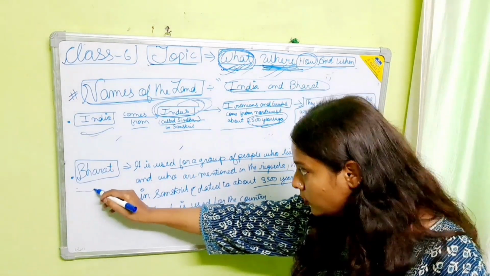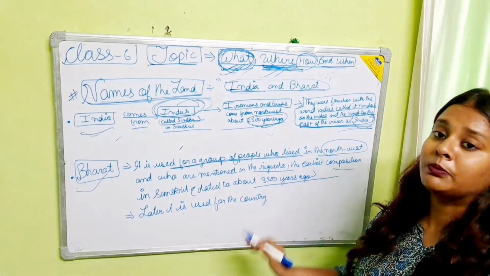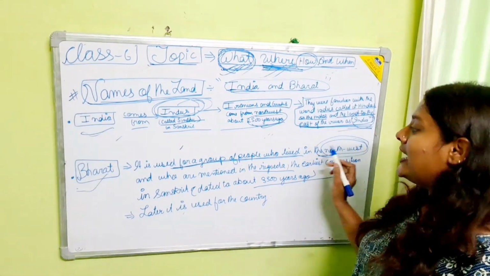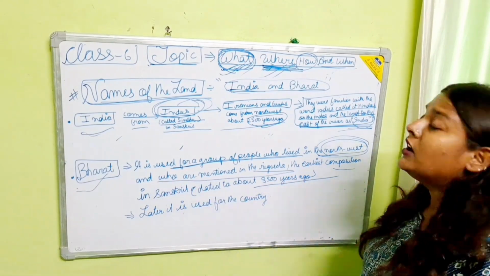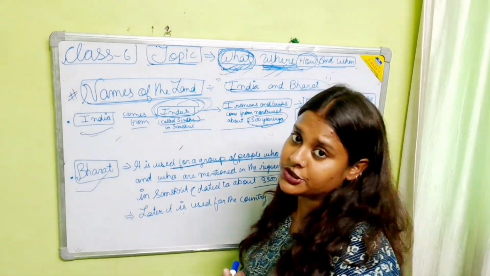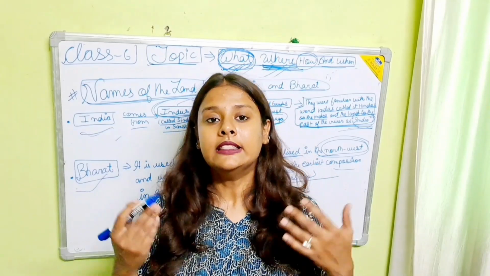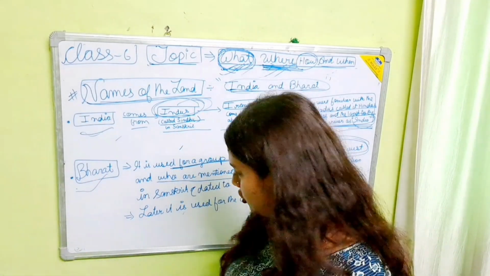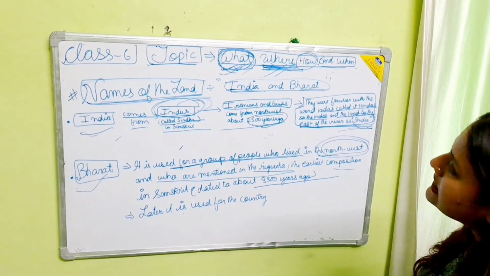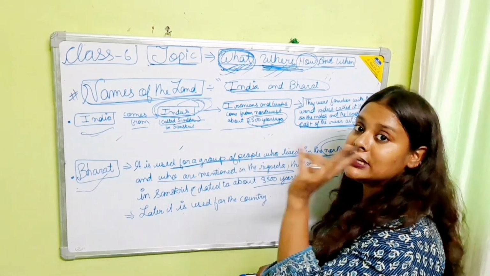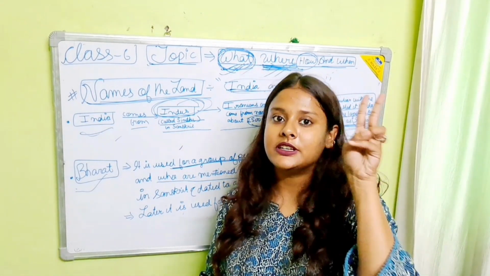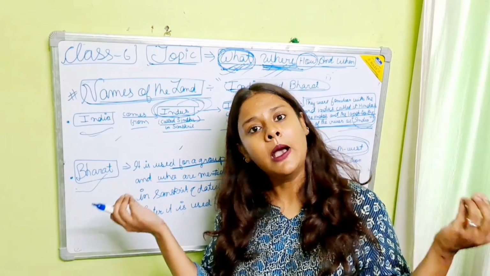And when we talk about Bharat, it is used for the group of people who lived in the northwest and who were mentioned in the Rig Veda, and later on this word Bharat is used for the country. I hope it is clear now where these two names, India and Bharat, come from, and our country is known by these two names, India and Bharat.